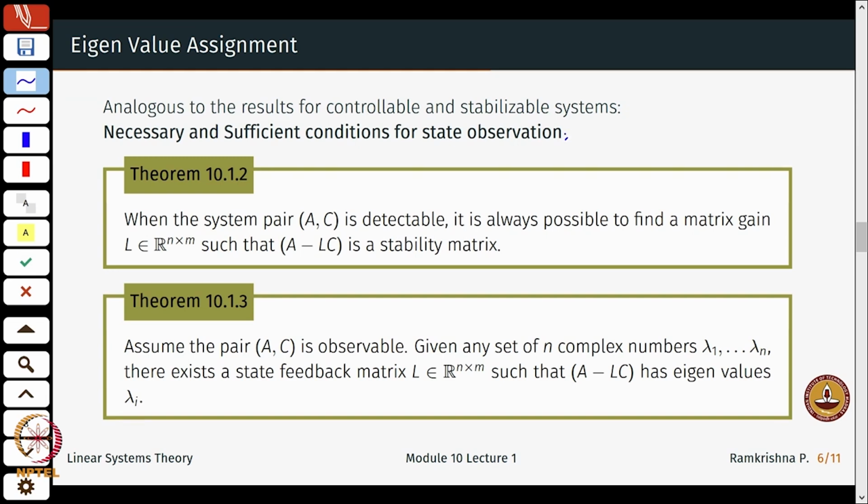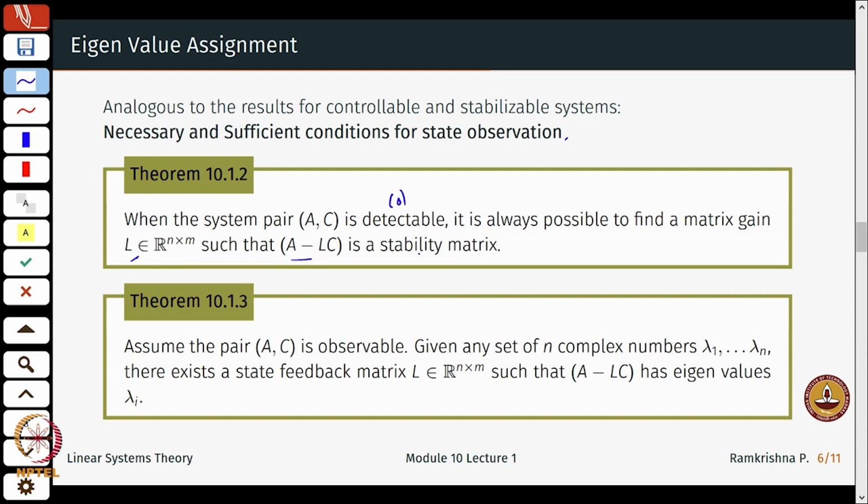First, when the pair AC is detectable or even observable, you can write it. If the pair AC is observable or detectable, then it is always possible to find a gain matrix L such that A minus LC is a stability matrix.